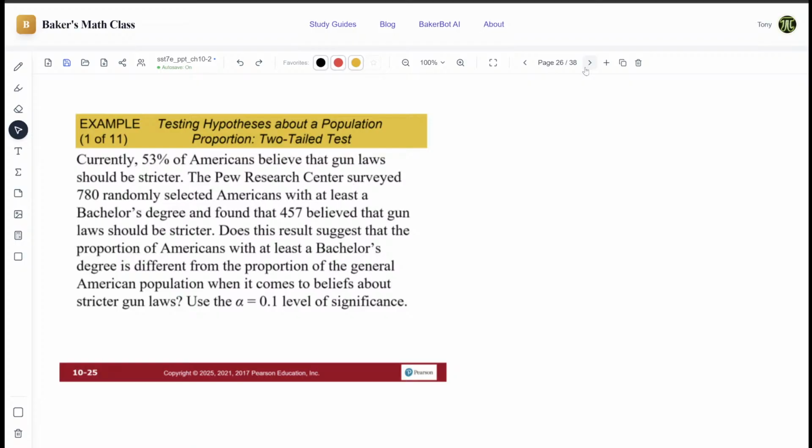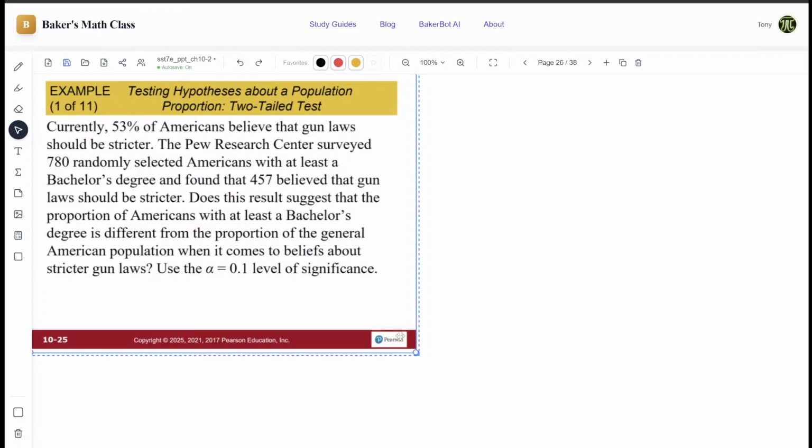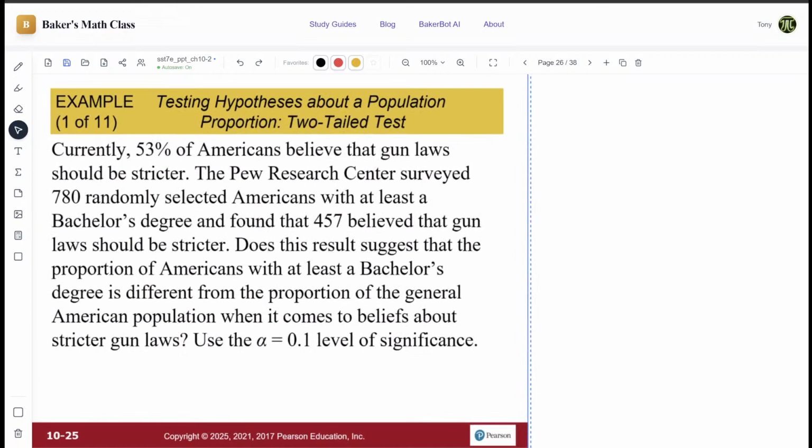All right, let's look at that one. I always get a kick out of when the Pew Research does gun laws, because I hear pew pew from the cartoons.